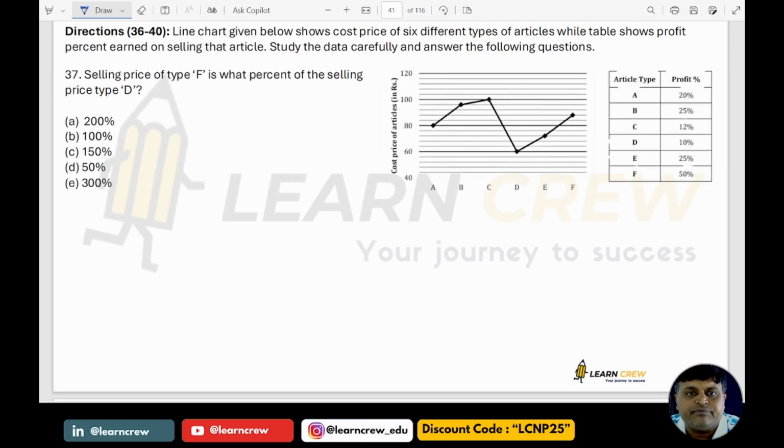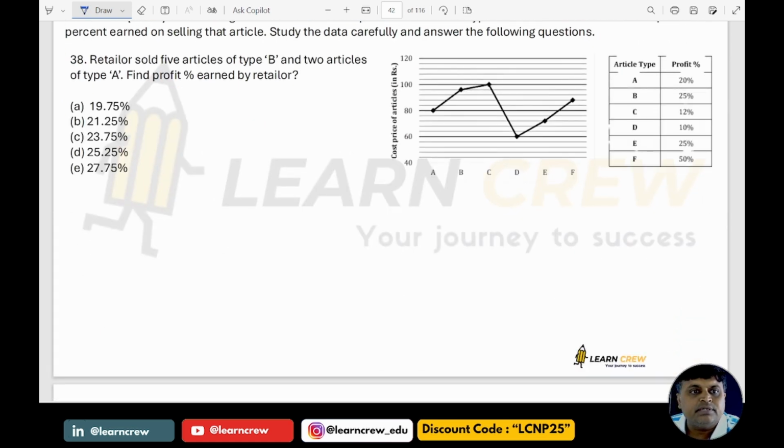Selling price of type F is what percentage of selling price of D? Type F has cost price 88, profit is 50%. D has cost price 60, profit 10%. So 150% of 88 is 132, and 110% of 60 is 66. So it is double, which means 200%.